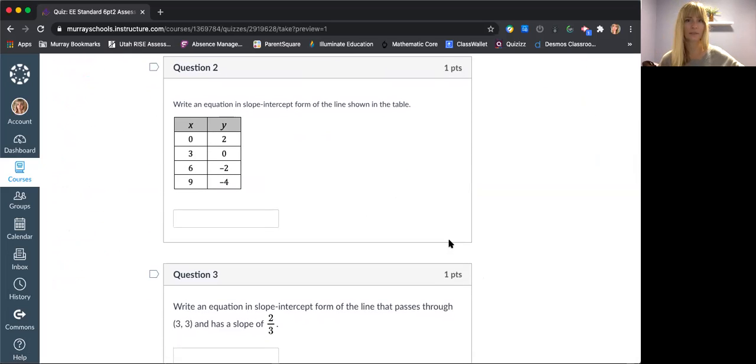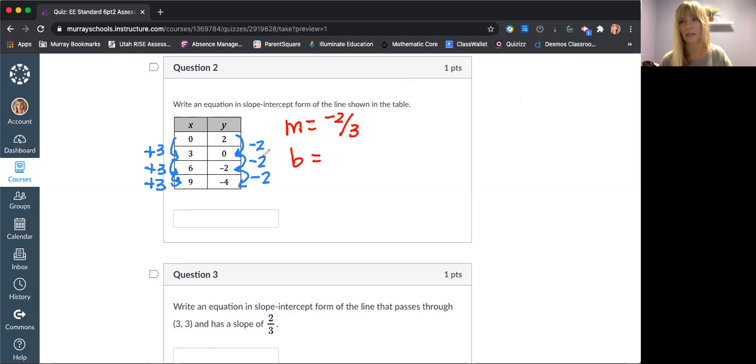Write an equation in slope-intercept form of the line shown in the table. Well, still, we need m and b. Those are the two things we always need to write an equation in slope-intercept form. So to find m in a table, we are going to focus on the swoops here. How is it changing? Change in y is going down 2, down 2. Change in y over change in x. How is this changing? Up 3, up 3.